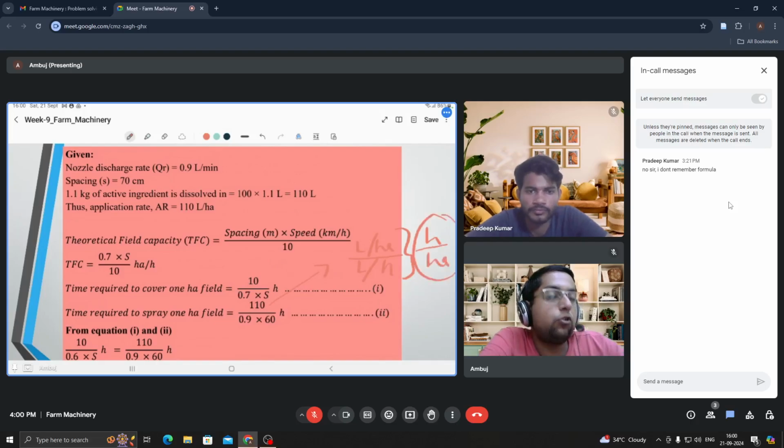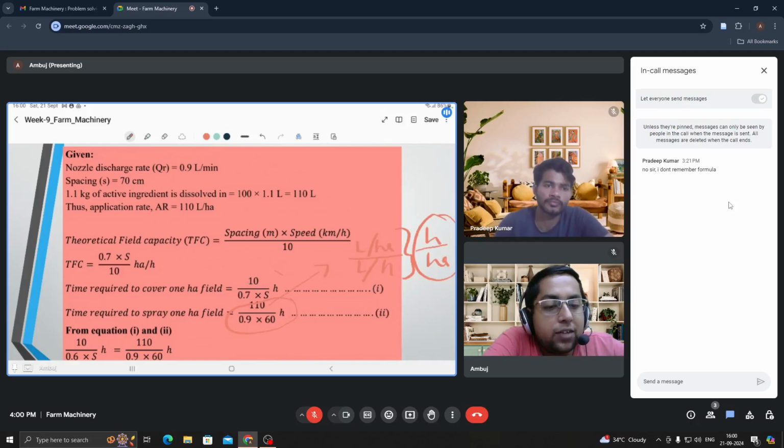But for 1 hectare field, this entire thing would be these many number of hours. These many number of hours are required to spray our 1 hectare field.